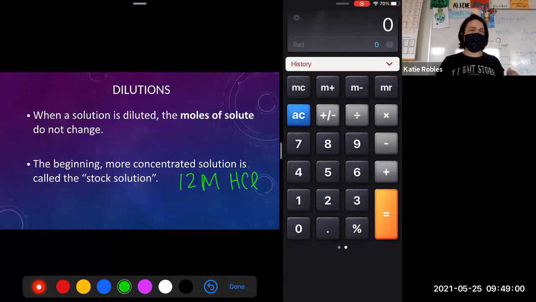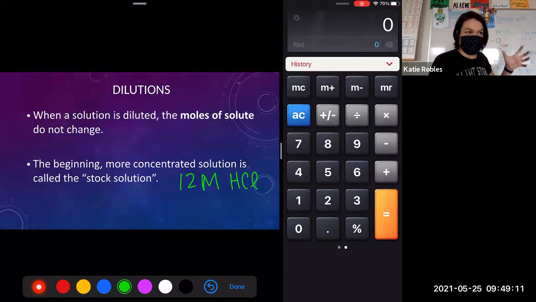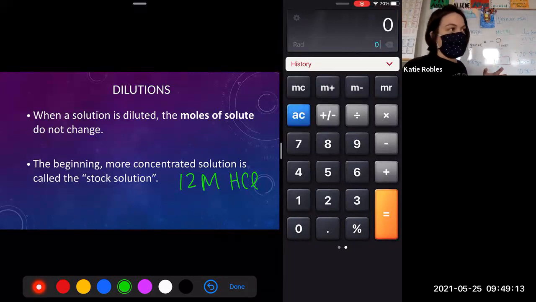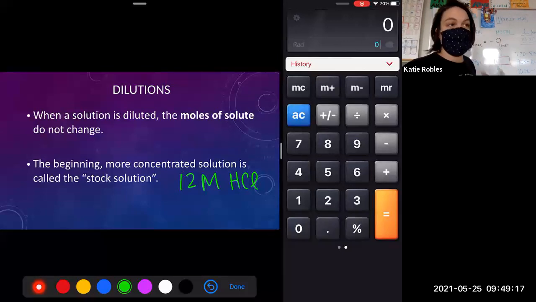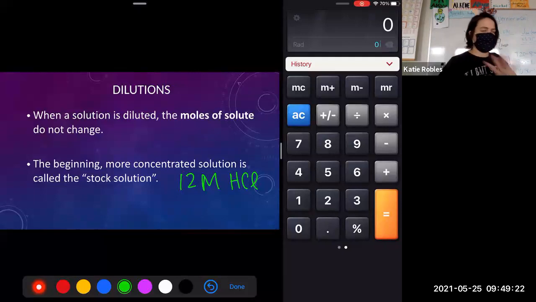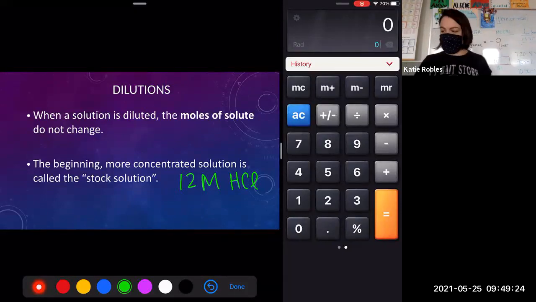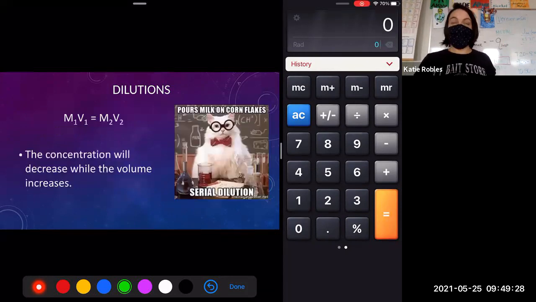Other places that you've seen dilutions before that you don't even realize is acetic acid, vinegar. When you buy vinegar at the store, sometimes you'll see on the side it says something like 96%. That means it's 96% water. There's a ton of water in it. It's very diluted. I don't use that value, so I don't know a lot, but it's very diluted acetic acid that you buy.